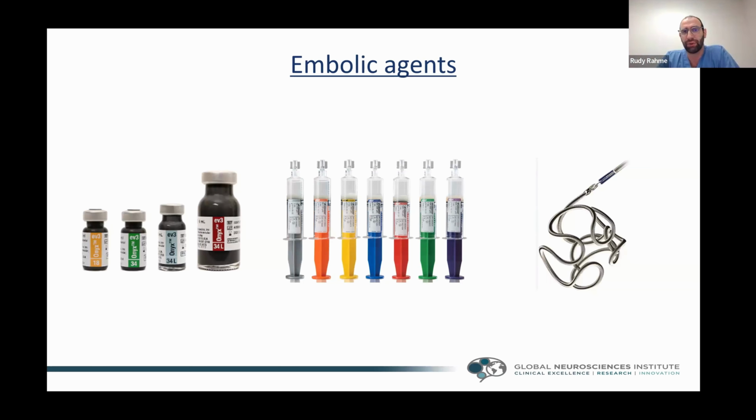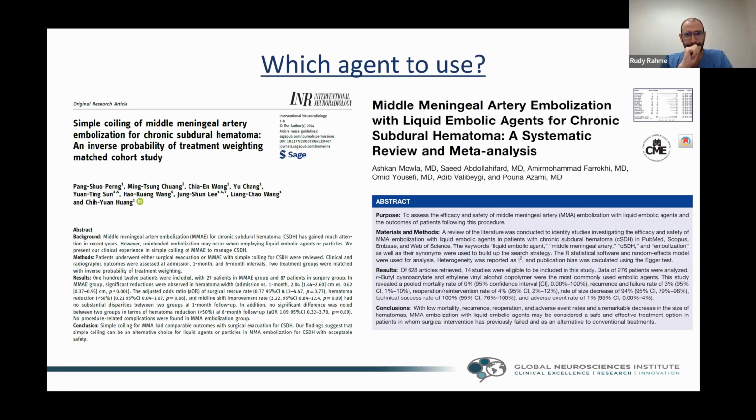For MMA embolization, you want to use the smaller ones. You want to use the smallest because, again, the goal is to penetrate those capillaries and not to just block the main trunk. So you want to use the smaller Embospheres that you have to go distal. And I'll show some data about that later. And finally, there's the coils, which essentially we've been using for 3 decades now, and we are very comfortable with.